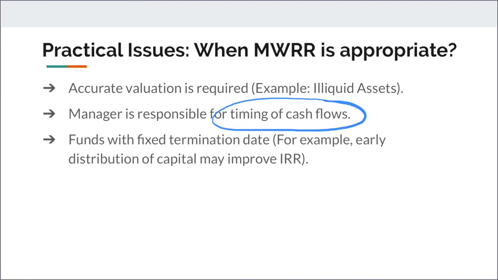For example, in the case of your personal portfolio, you have absolute discretion about when you invest money and when you withdraw. Also, the money weighted rate of return can be appropriate for firms with a fixed termination date, where early distribution of capital might be useful. It might improve the IRR. In that case, if you have complete discretion to liquidate the fund early, then the money weighted rate of return can be appropriate.